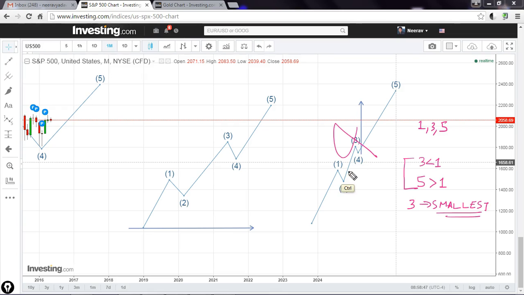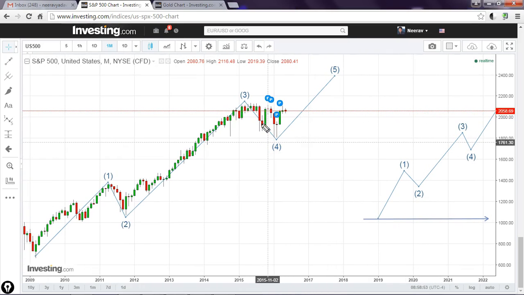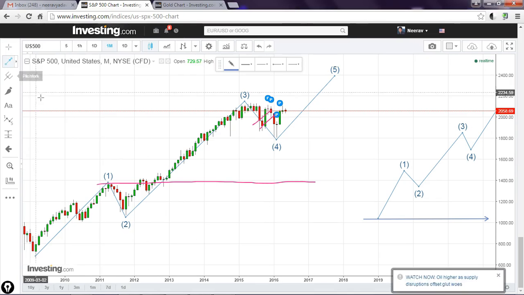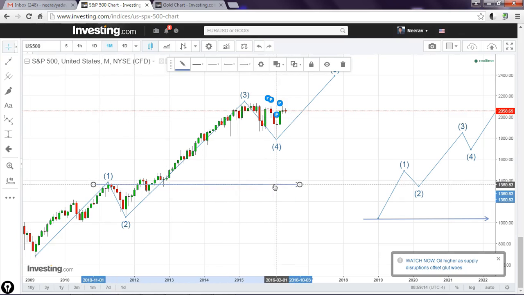Now we will move on to the third rule, which is regarding wave 4 of the Elliott Wave structure. Wave 4 can never enter the price territory of wave 1. This is rule number 3. So in this chart of S&P 500, our current progression has wave 1 ending at this level. Let me draw this level with an arrow once again. So this level is coming around 1368, let's say approximately.